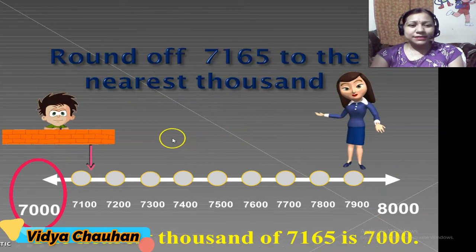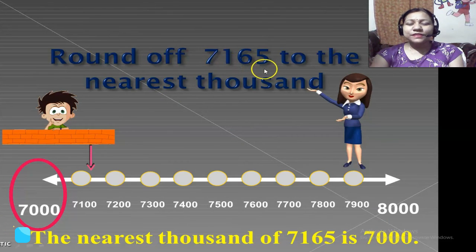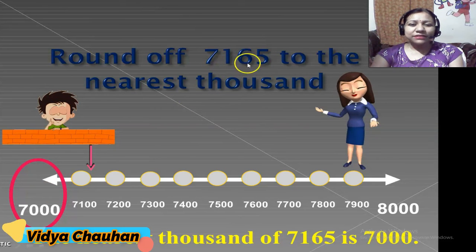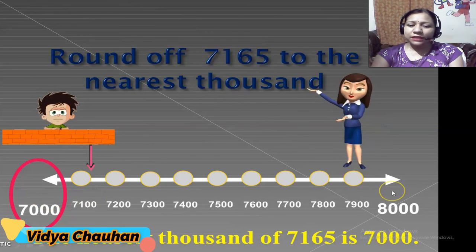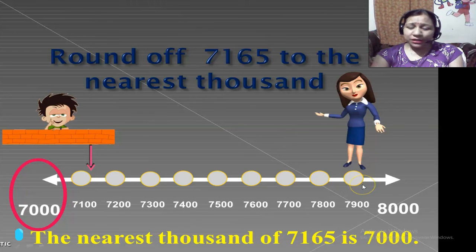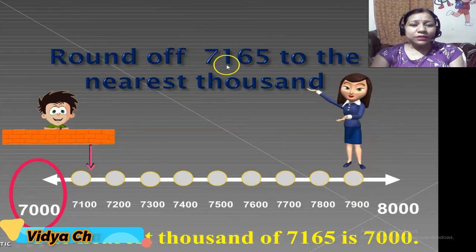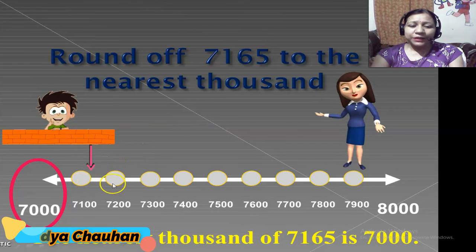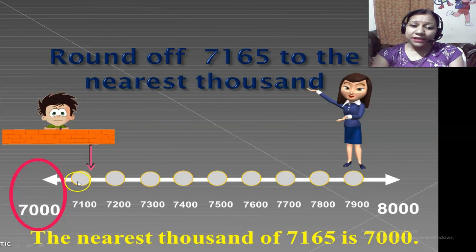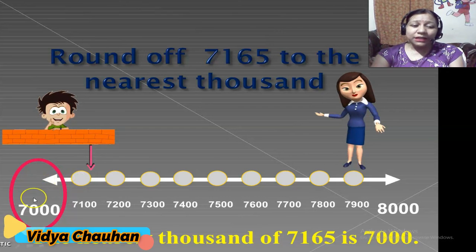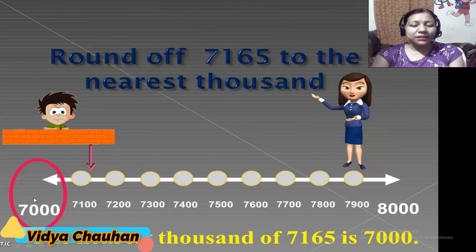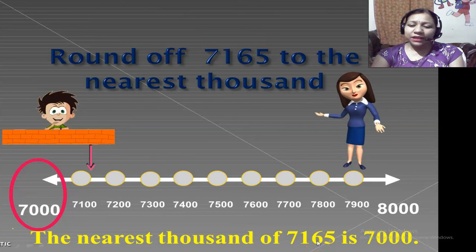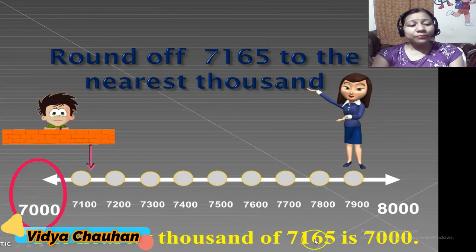Taking one last example, round off 7165 to the nearest 1000. So once again this number 7165 lies between 7000 and 8000, making the partition as we have done earlier. Now this number 7165 lies somewhere between 7100 and 7200. In that case, which value is it nearer to? Yes, it is nearer to 7000, and hence the round off for this number 7165 to the nearest 1000 is 7000.